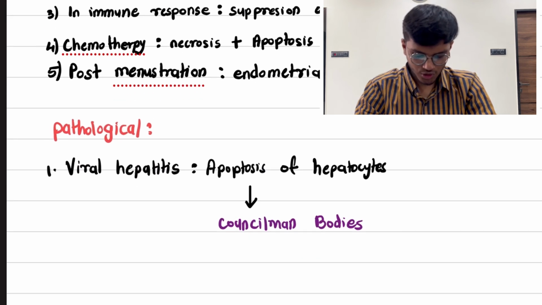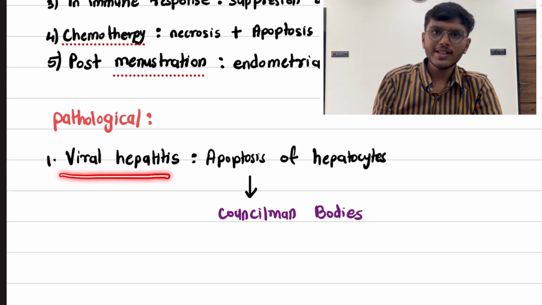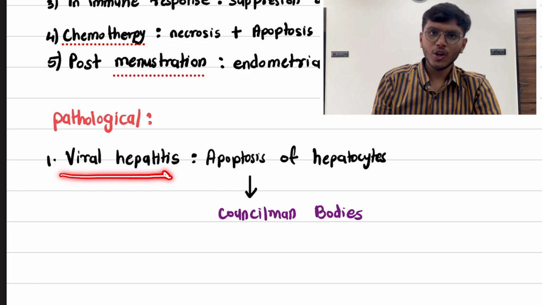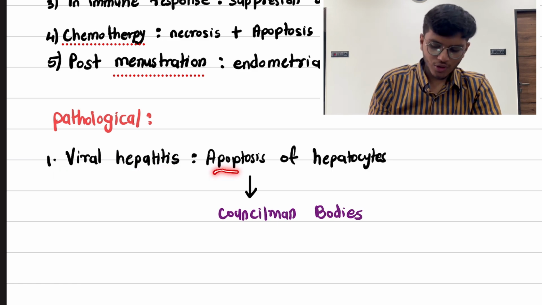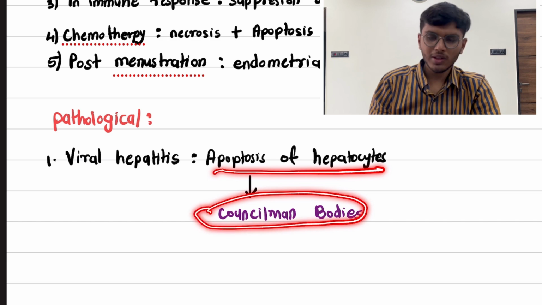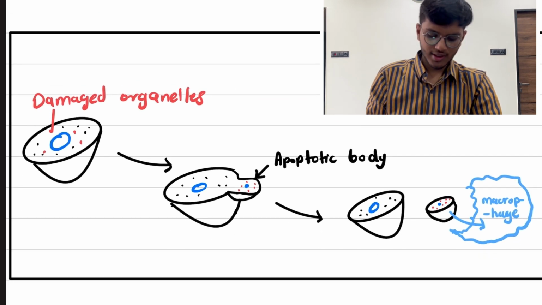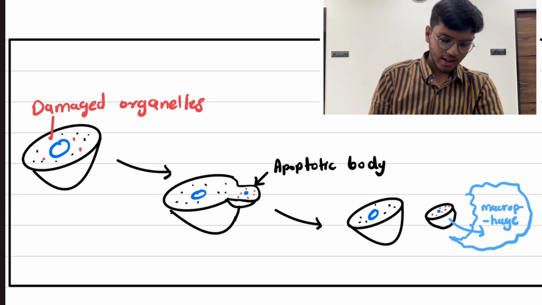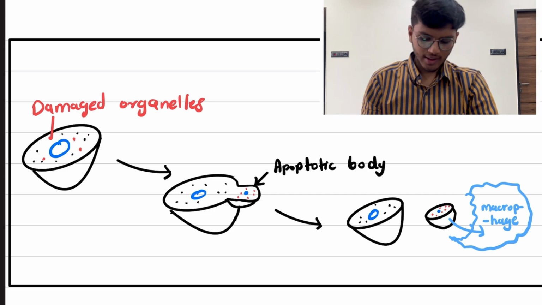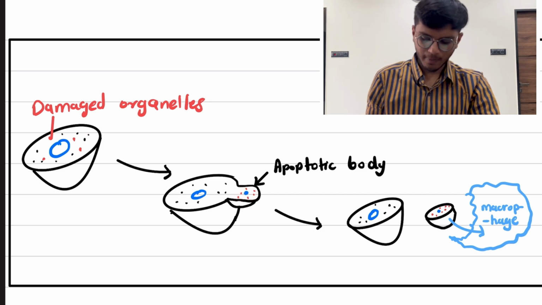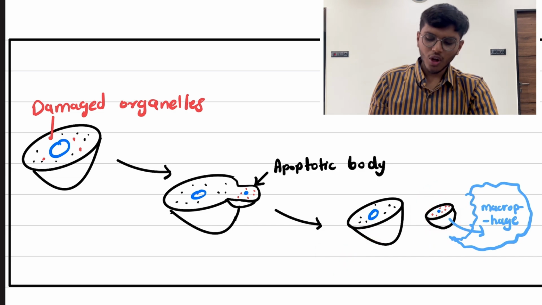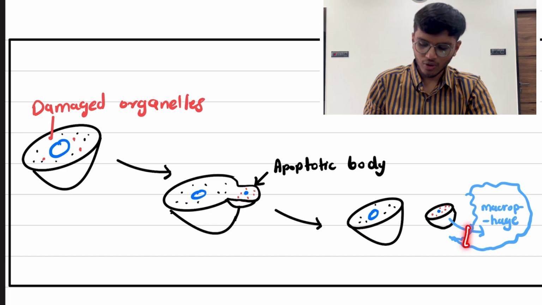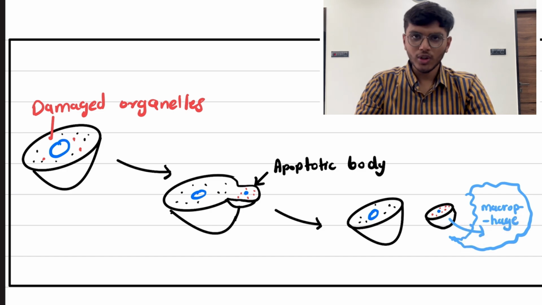Now we will see the pathological example. Viral hepatitis is a very important example of pathological apoptosis. Apoptosis of hepatocyte is known as Councilman's bodies. So we will see the process. This is a normal cell's cut section, and the red ones are damaged organelles. Further, the damaged organelles come to one side and the body gets separated as seen in the diagram. So the normal cell gets separated and the damaged cell gets separated, and the damaged cell is eaten by the macrophage. This whole process is known as apoptosis.